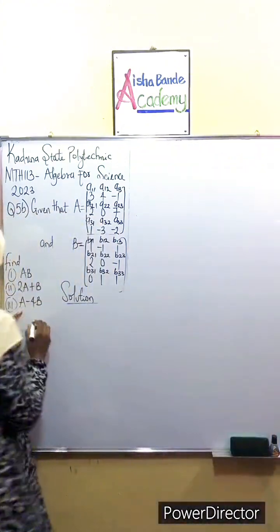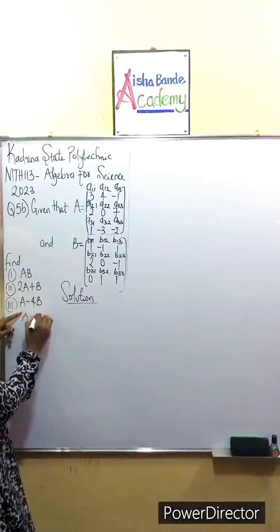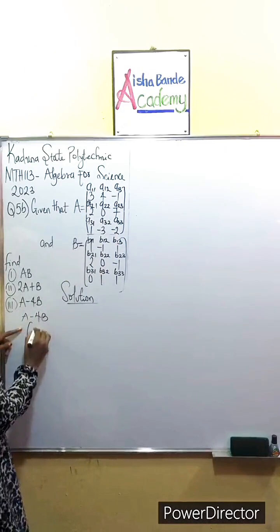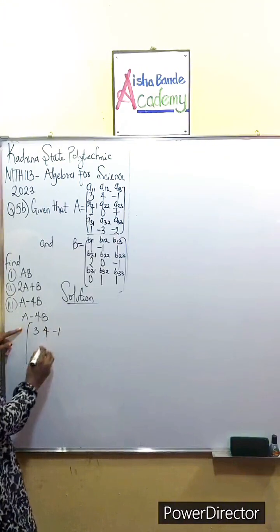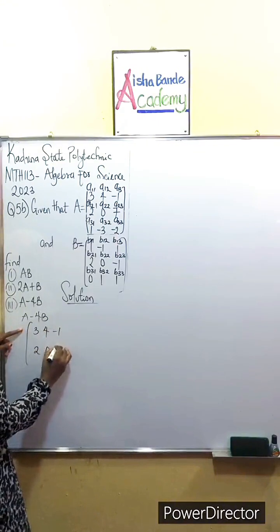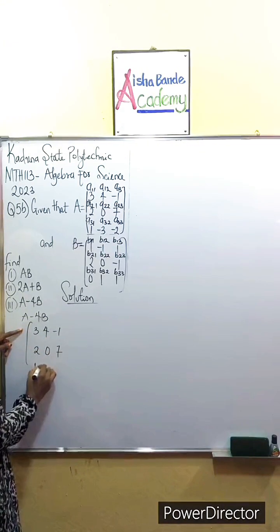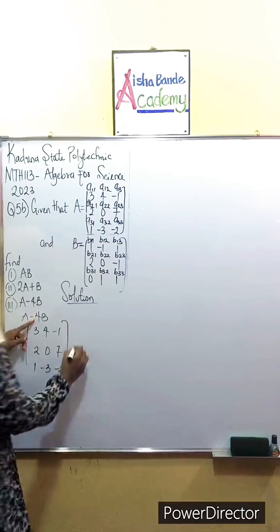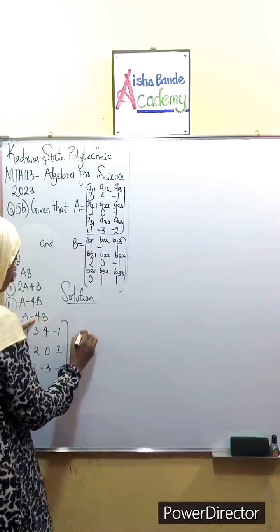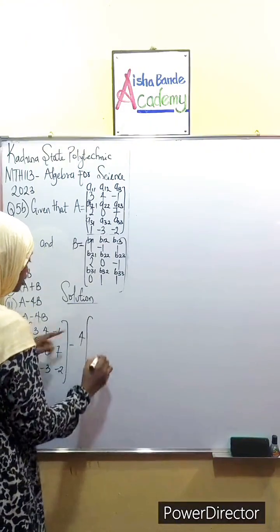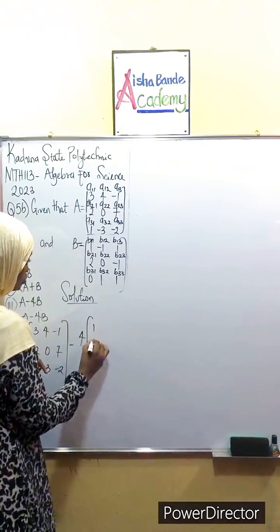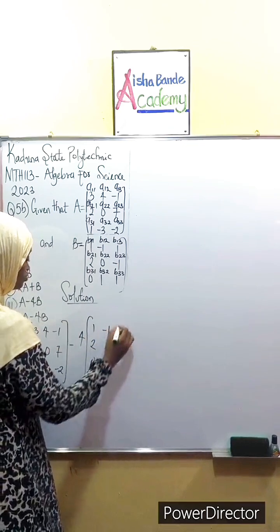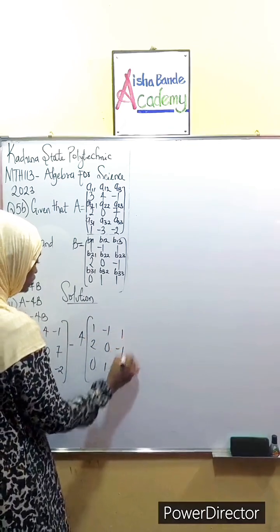Just to solve A minus 4B, A minus 4B means taking matrix A. So our matrix A is 3, 4, minus 1, then 2, 0, 7, and 1, minus 3, minus 2. So this is the A. Then the question says minus 4B. So we say minus 4, then take the matrix for B, which is 1, 2, 0, minus 1, 0, 1, 1, minus 1, and 1.